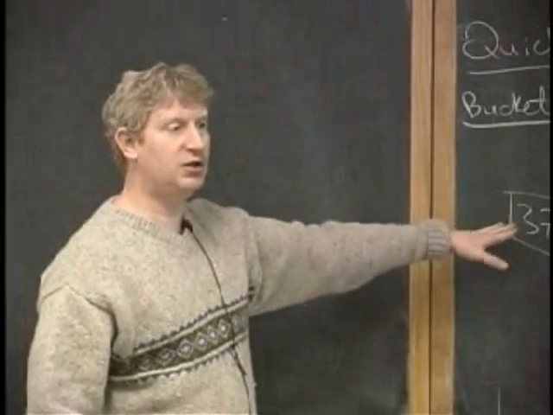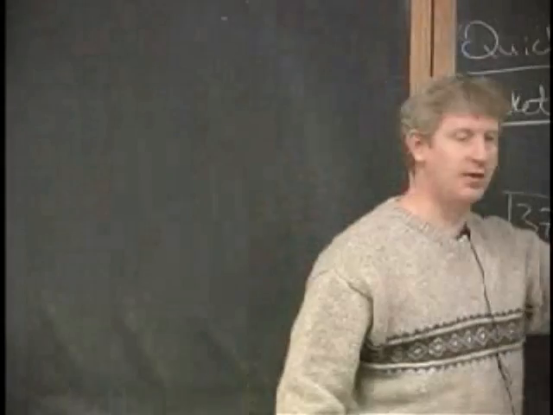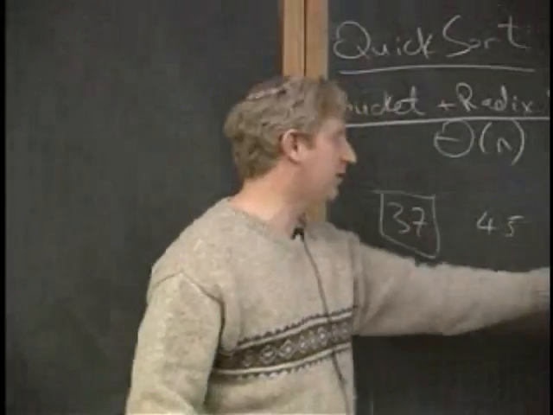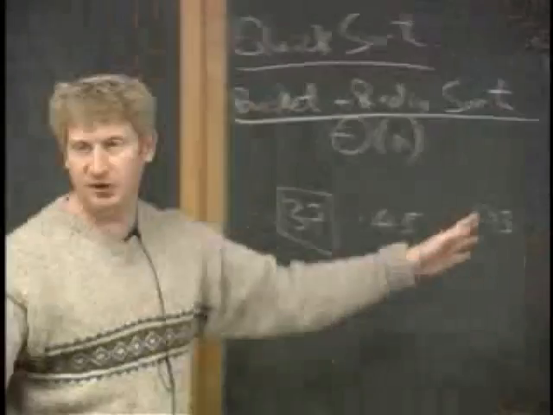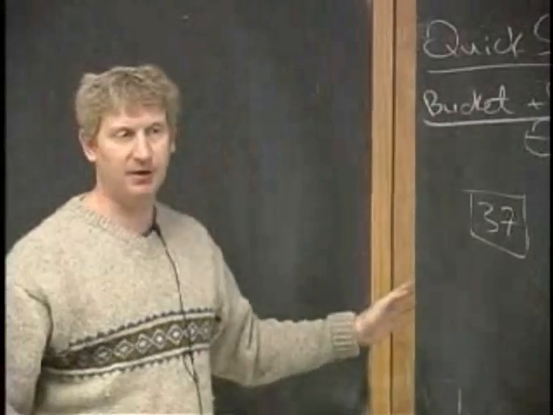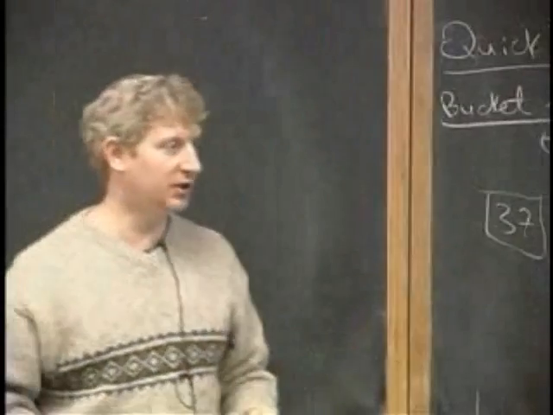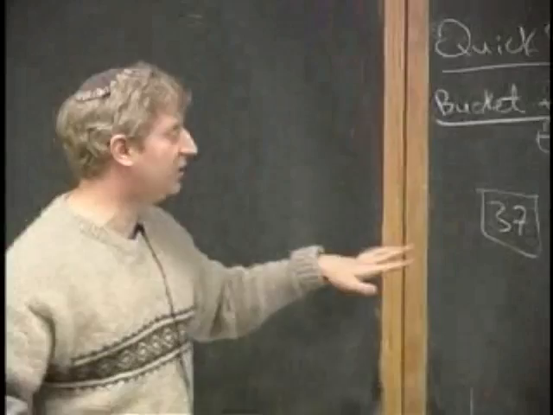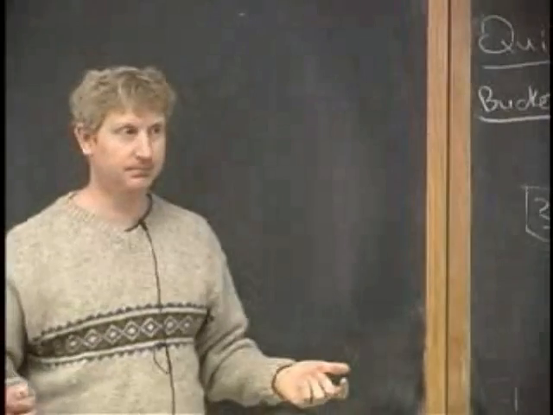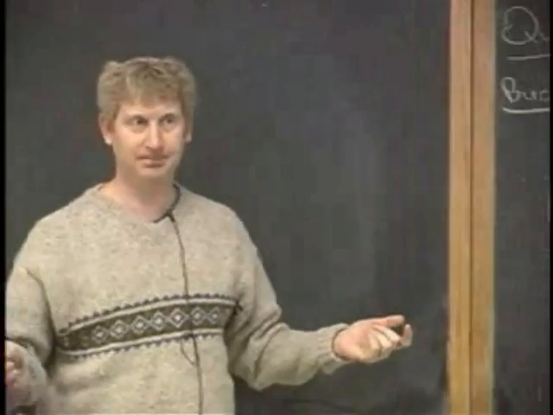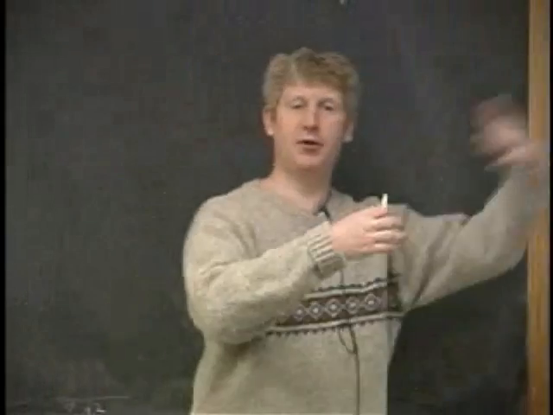So when it's done partitioning, 37 will be somewhere in the middle, and all the things bigger than 37 will be to the right, and all the things smaller than 37 will be to the left. That's going to take some work. That's called the partition procedure. Once the partition procedure is done, how do you proceed? What do you do then? You got everything bigger than 37 here, everything less than 37 here.